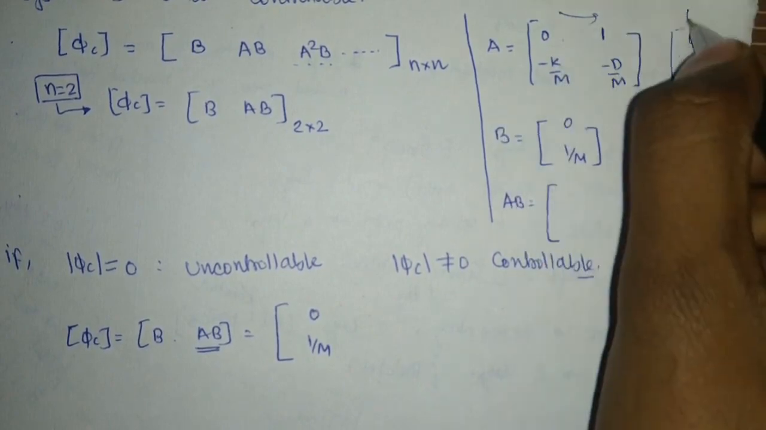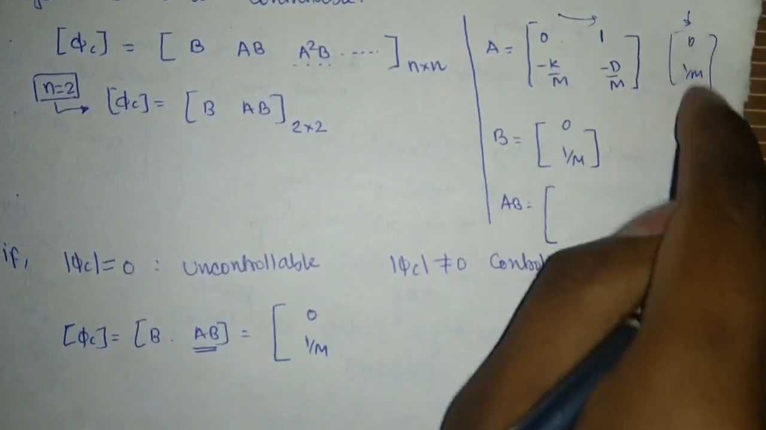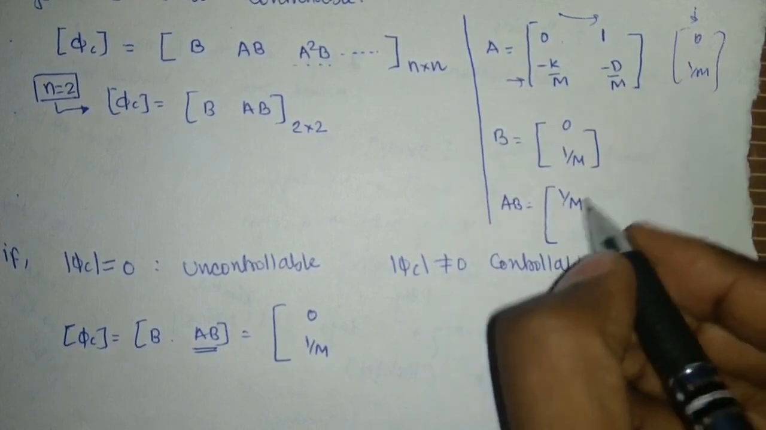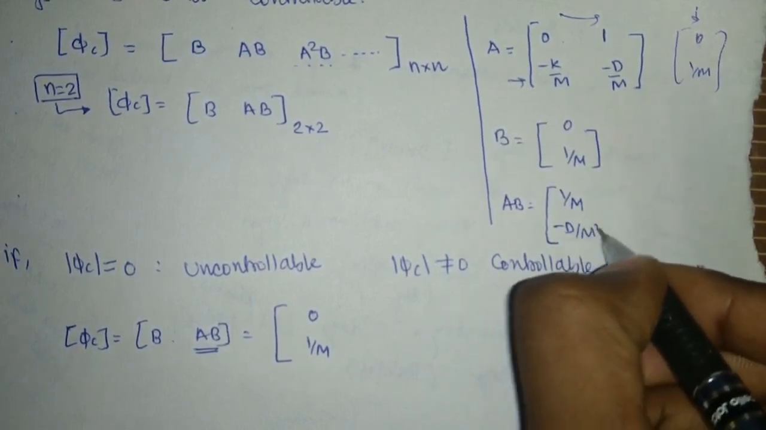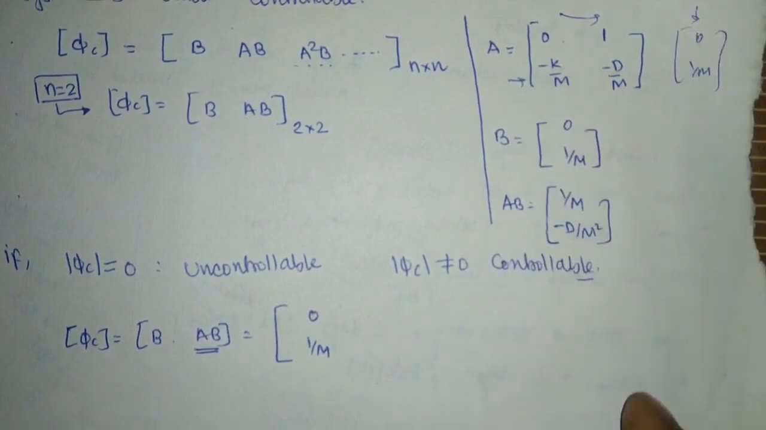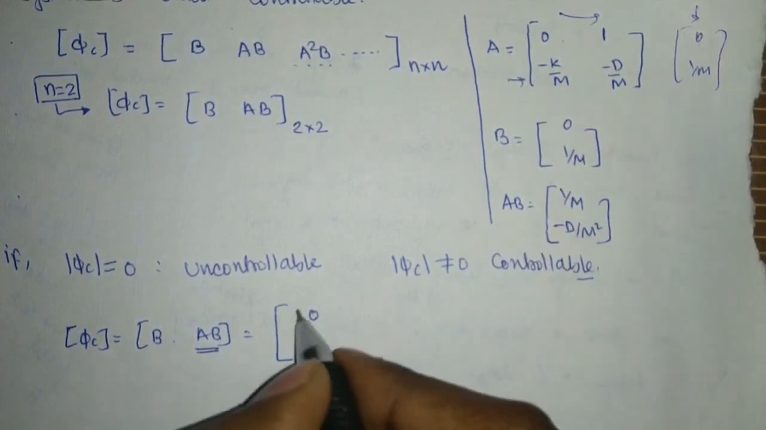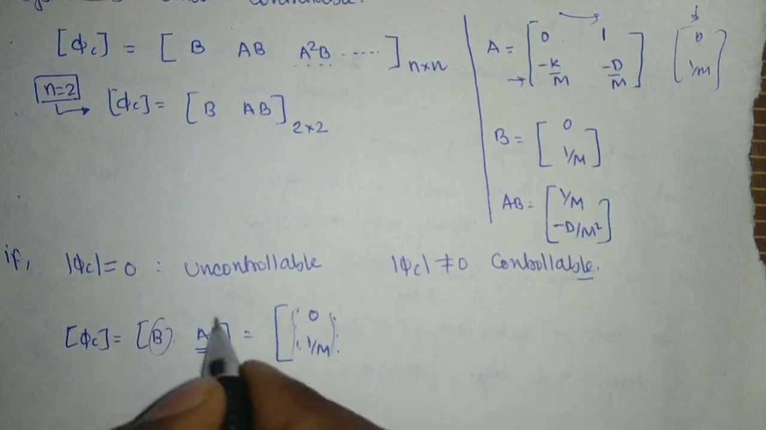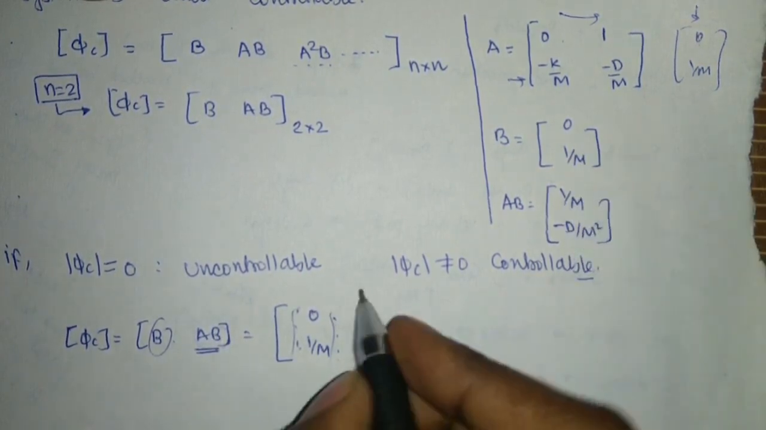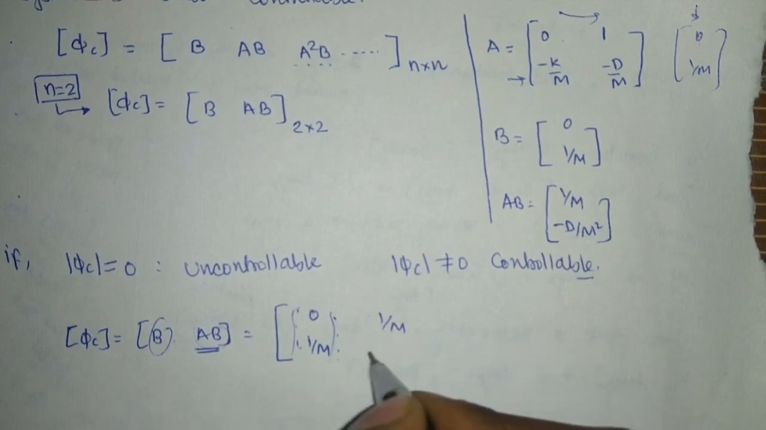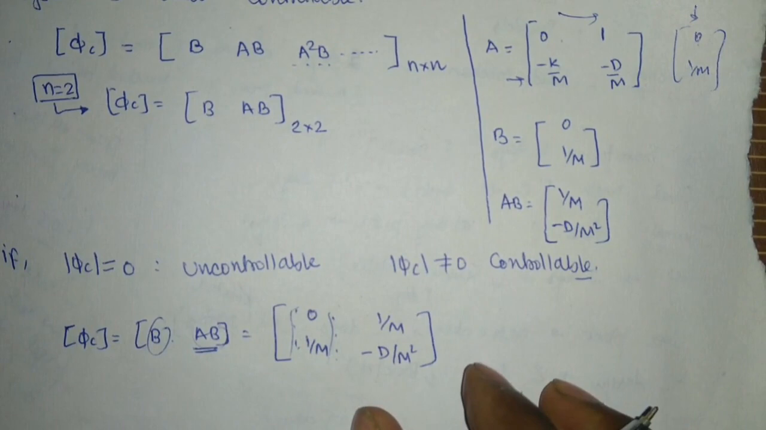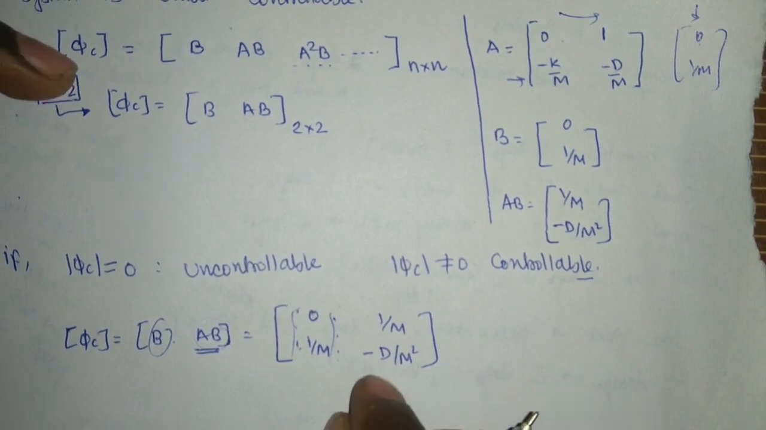Basically it will come out to be 1 by M, and then this will become minus d upon m square, right? Minus d upon m square. That is my A into B matrix. So I will put that here. The B matrix I have put here, then I am putting the A into B matrix, which is 1 by m and minus d upon m square. That is how my controllability matrix is going to look.